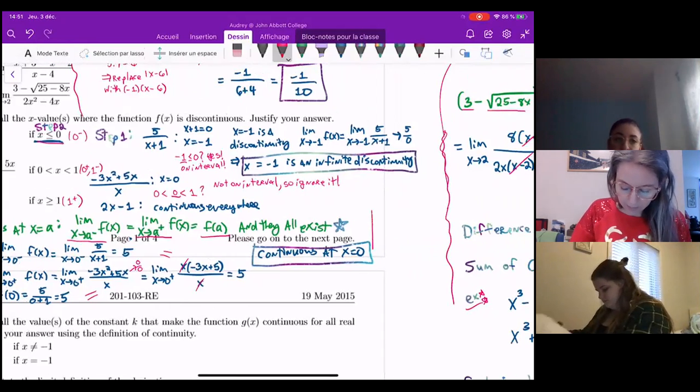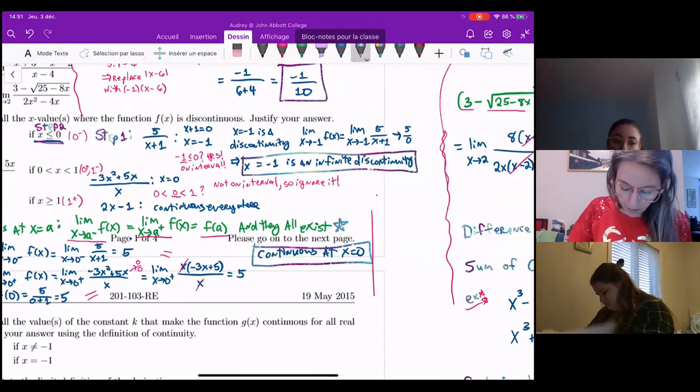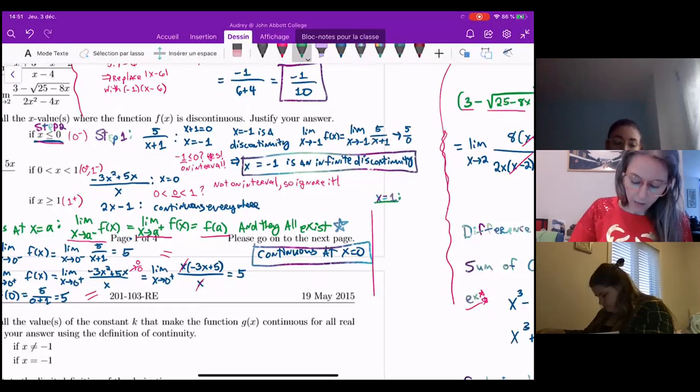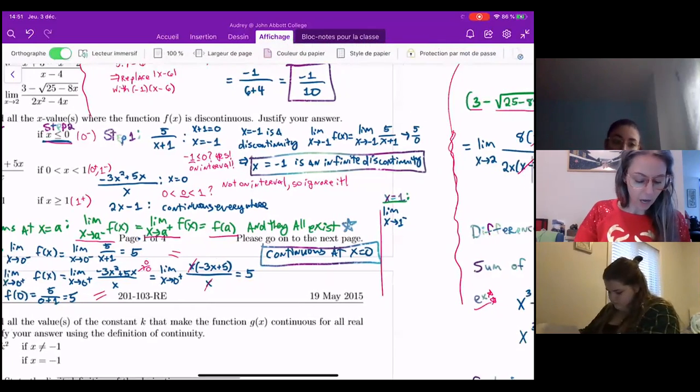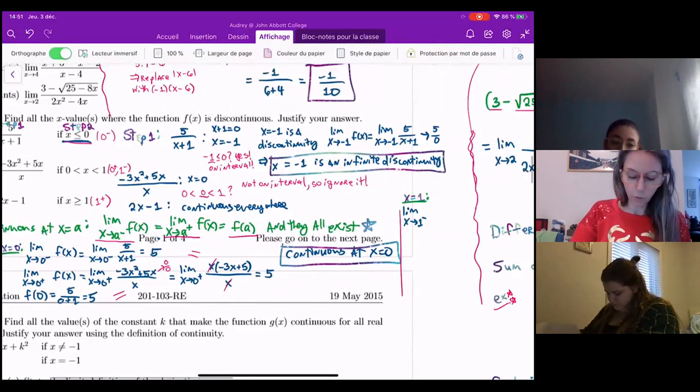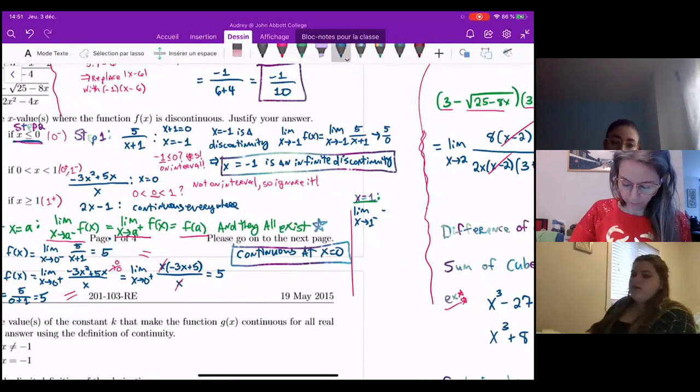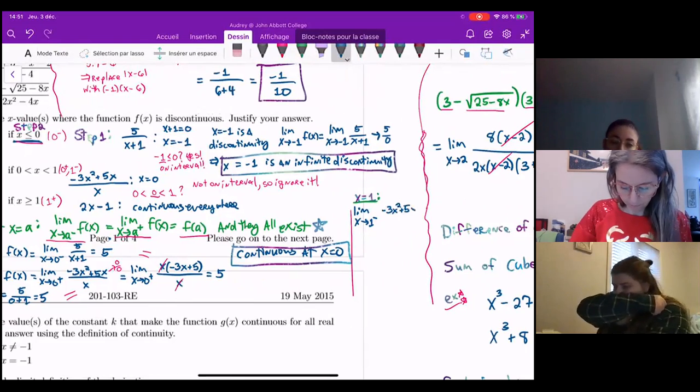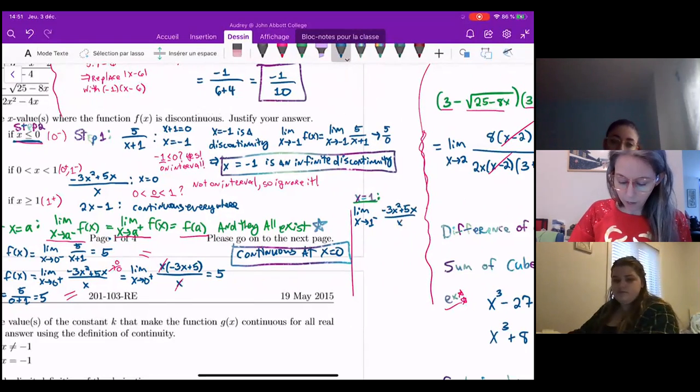So I'm still in my step 2, and I'm doing x is equal to 1. So I'm going to have the limit as x approaches 1 from the left, which we already said is the middle one there, -3x squared plus 5x over x. And when I plug in, what do I get?